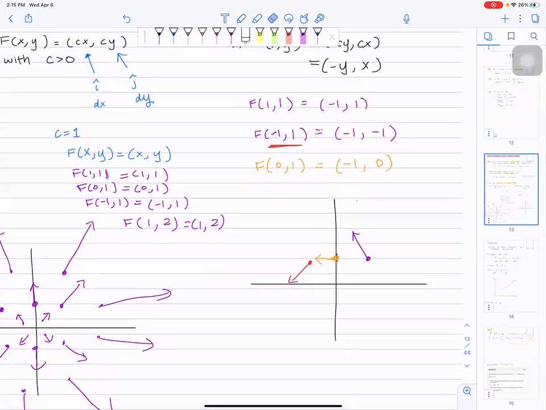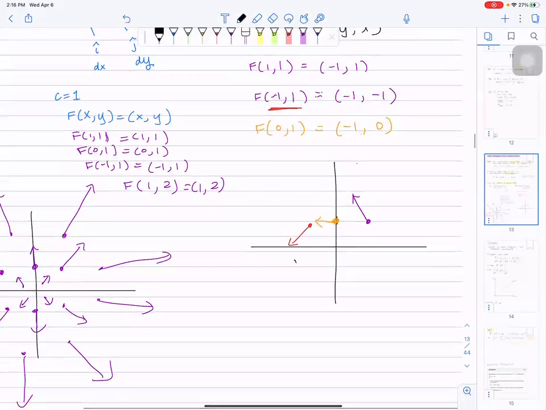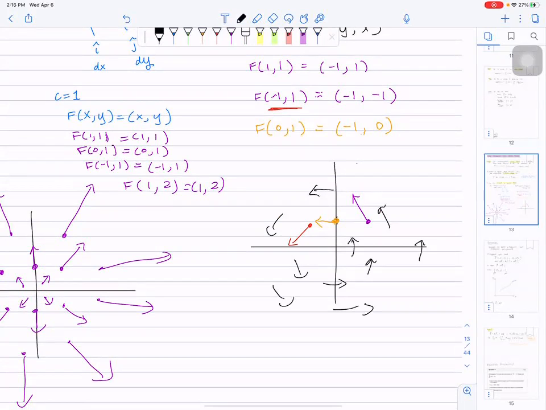Now does anyone have any thoughts? It's like a rotation. So it's a rotation in the counterclockwise way. So it's going like this way. And you can just keep testing points as I did to see the pattern.